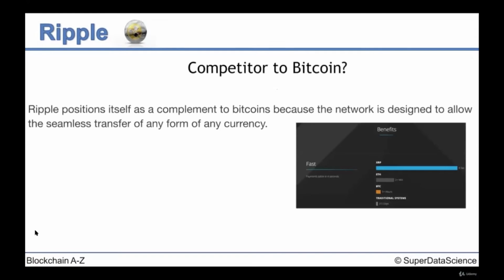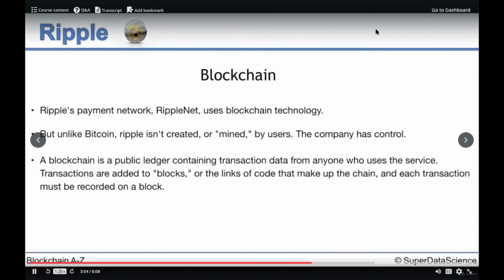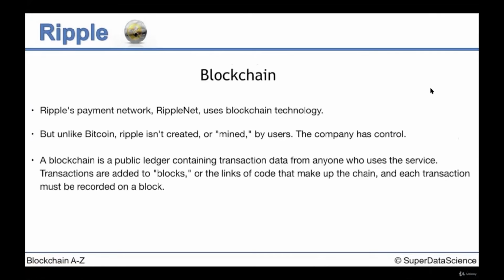And you may be wondering how Ripple compares to Bitcoin or how Ripple sees themselves, but Ripple actually has positioned itself as a complement to Bitcoin because you can use it for any currency. Remember we talked about earlier the currencies, commodities, you can exchange Ripple for any type of currency. And of course, we have to mention blockchain. Ripple's payment network, RippleNet, uses the blockchain technology, but Ripple isn't mined. The company has control. We talked about the distribution in the earlier slide. And to reiterate, a blockchain is a public ledger containing transaction data from anyone who uses the service. Transactions are added to blocks, or the links of code that make up the chain, and each transaction must be recorded on the block. Blockchain, one of the most crucial, if not the most crucial components of cryptocurrencies.